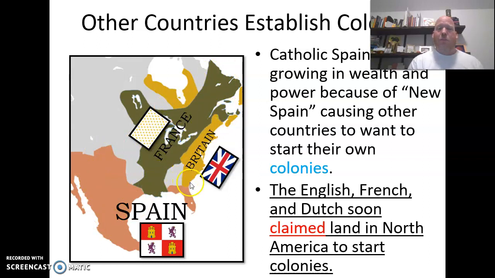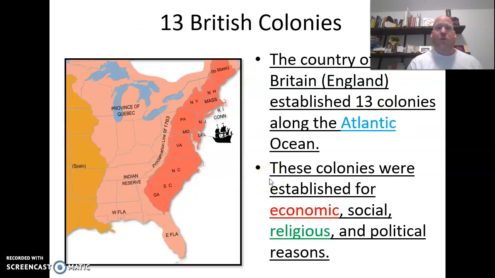and the British were mostly here along the coast. The Dutch, you say, where's the Dutch at? I don't see them on here. They were a very small little section right up in here, like we said, around New York. But that was about it for those guys. All right, let's go on.